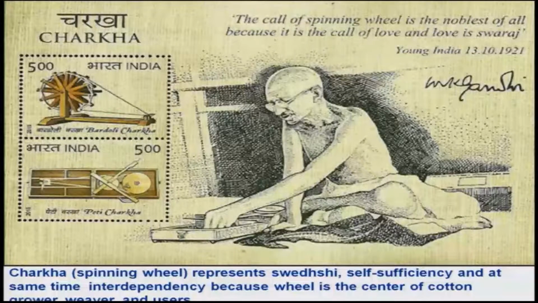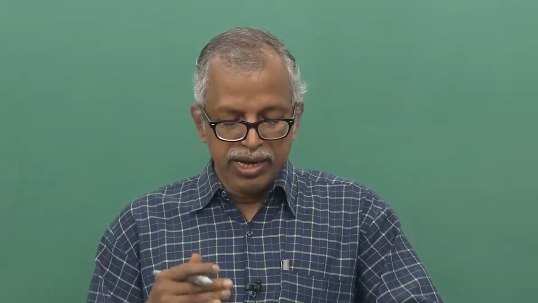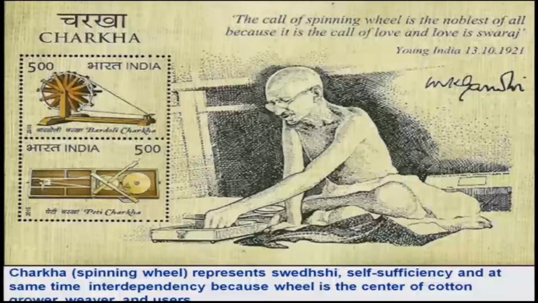But unfortunately we have not achieved Swaraj till now. We are depending on other countries too much at this moment, and we need to follow Mahatma Gandhi. According to him, the charkha represents Swadeshi. That means you will be doing all things from our own country, self-sufficiency, and at the same time interdependency. Because today people want to be independent. I always tell my young friends like you that independence is not possible, you will have to depend. But what is important is interdependence. That means you will have to appreciate others' work also. And why? According to him, the wheel is the center of the cotton grower, weavers and users. So therefore it is very important.